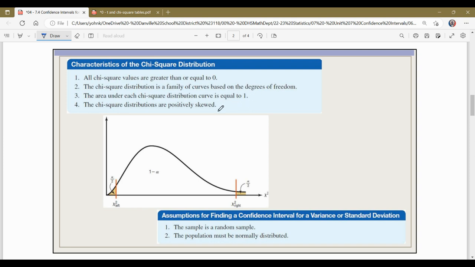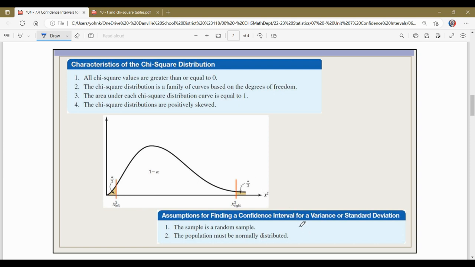And then finally, number 4, the chi-square distributions are positively skewed. That means you're going to have a longer tail on the right. Here's a picture of where your alpha now has been split into 2. That's why we had to move over a column in the table.